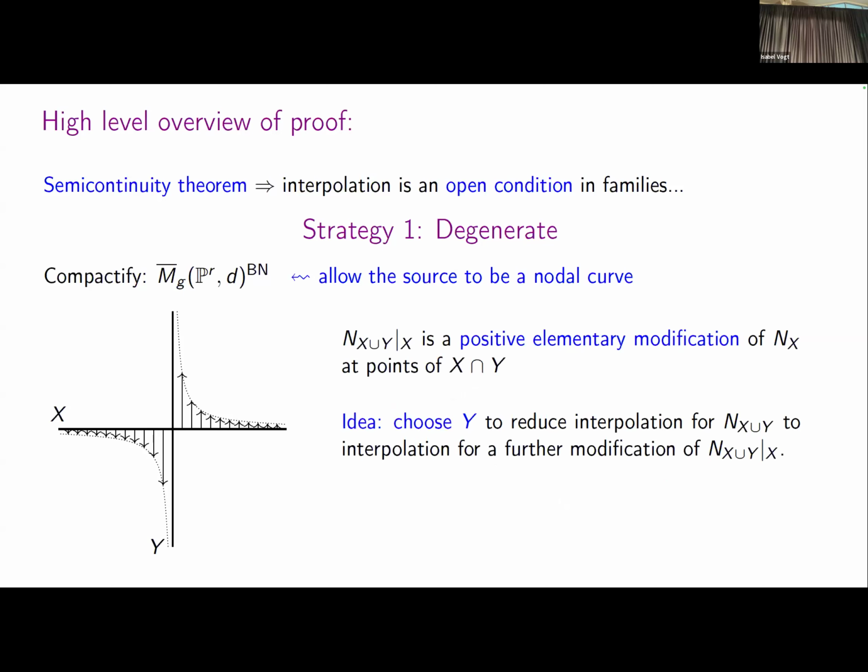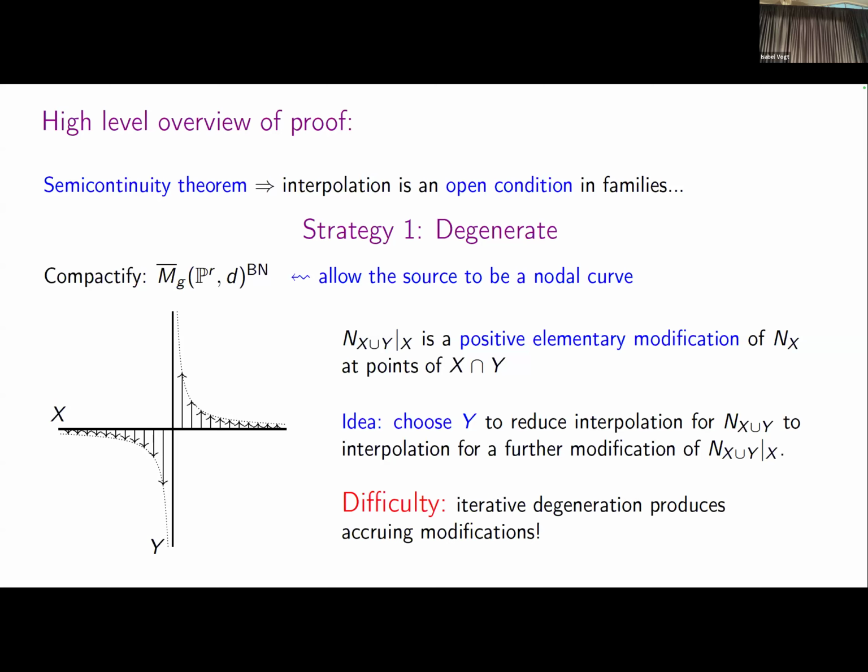So the idea is to break your curve in such a way, choose a Y, where you can reduce interpolation for the normal bundle of the union to interpolation for the restriction to one component, possibly with some other modification that allows for the gluing condition to the component Y. So we'd like to use this to break off pieces to get smaller and smaller curves, and each time we have to take some modification of the normal bundle.